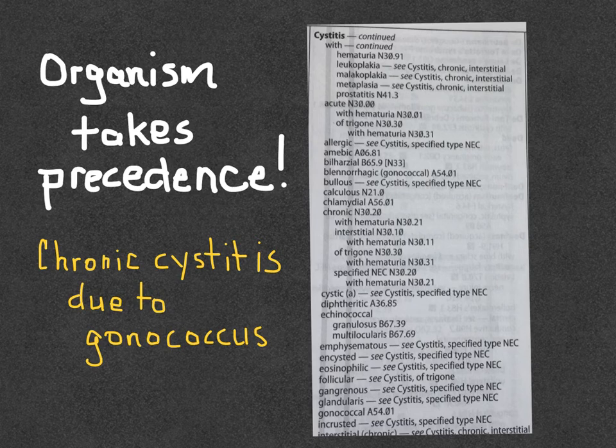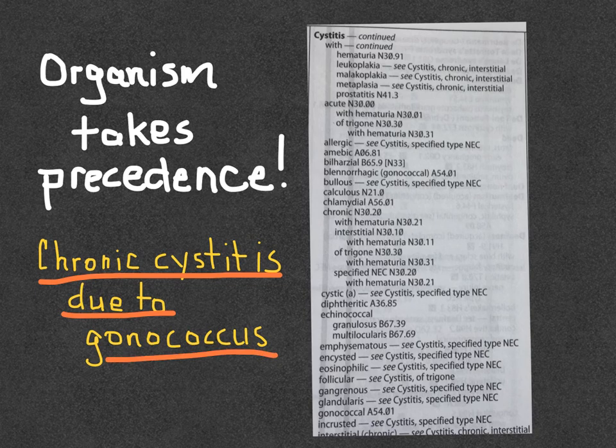Let's take a closer look at an example. So let's consider the diagnosis of chronic cystitis due to gonococcus. Under the main term of cystitis, you will see that there is a subterm for chronic, and there is also a subterm for gonococcal. So this is where you need to remember that rule that the organism, in this case gonococcus, the gonococcal organism, will take precedence over the general subterm of chronic.